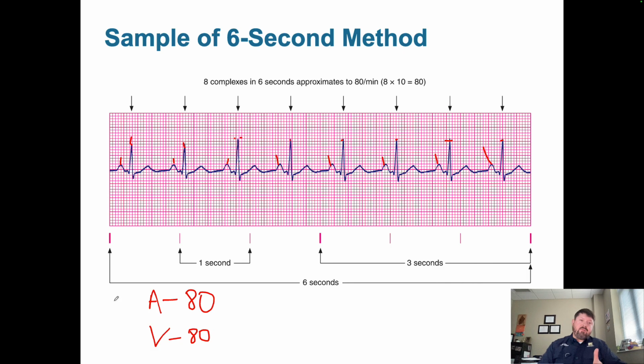Do I have a P wave for every QRS, and do I have a QRS for every P wave? And the answer is yes, because both of my rates are the same. So my heart rate for this strip right here is going to be a ventricular rate of 80, an atrial rate of 80.